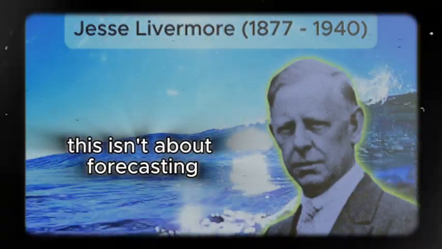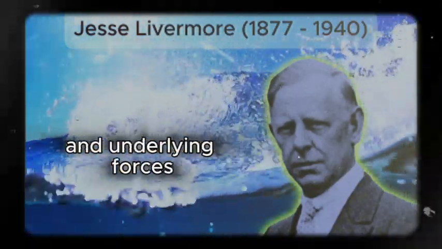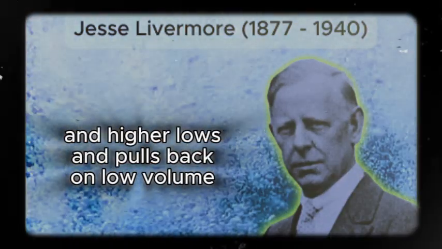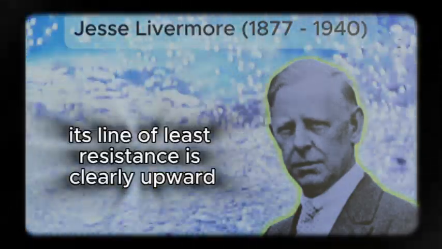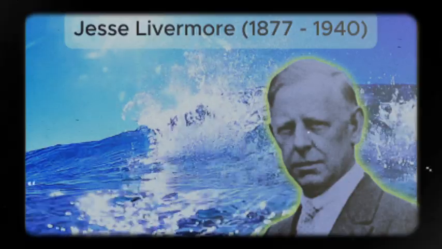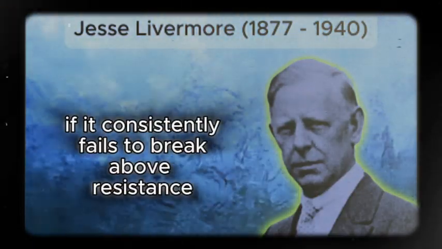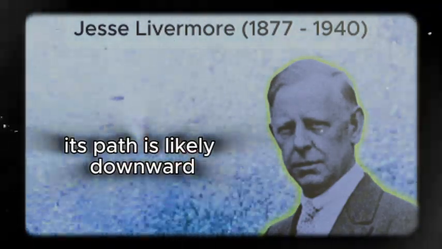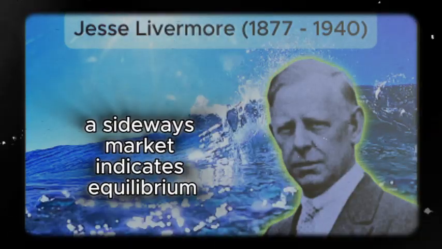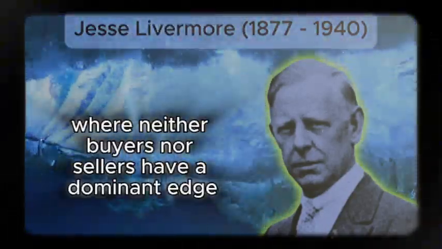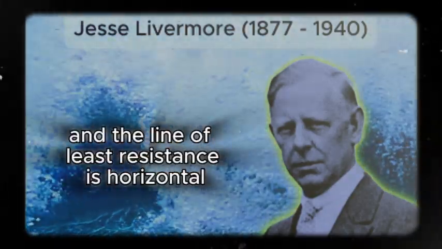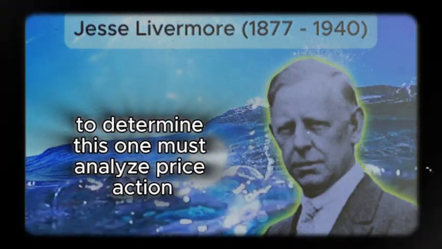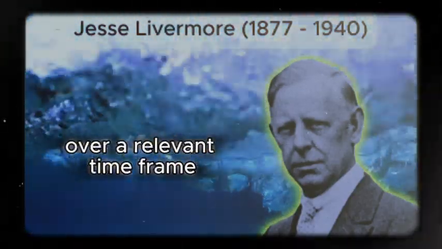This isn't about forecasting. It's about observing the current momentum and underlying forces. If a stock consistently makes higher highs and higher lows, and pulls back on low volume, its line of least resistance is clearly upward. Conversely, if it consistently fails to break above resistance, making lower highs and lower lows, its path is likely downward. A sideways market indicates equilibrium, where neither buyers nor sellers have a dominant edge, and the line of least resistance is horizontal. To determine this, one must analyze price action in conjunction with volume over a relevant time frame.